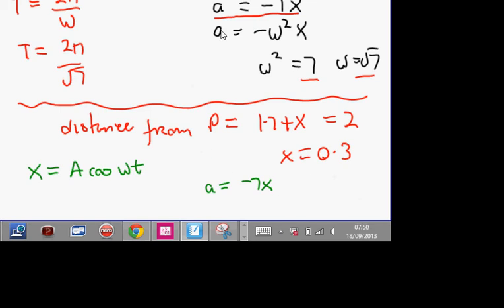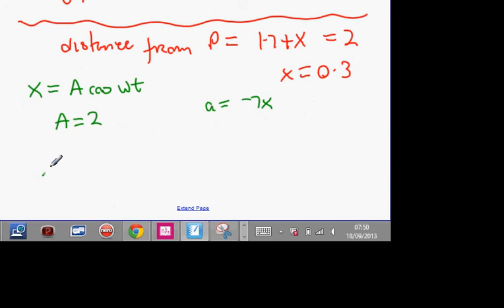It tells you in the question that it's released 3.7 meters away. This is an amplitude of 2 meters from the equilibrium point. So now your formula for x is going to be x equals 2 cos root 7t. Now you know that x is 0.3, so you can just put in 0.3 there. And now you just got to go about finding your time, alright?